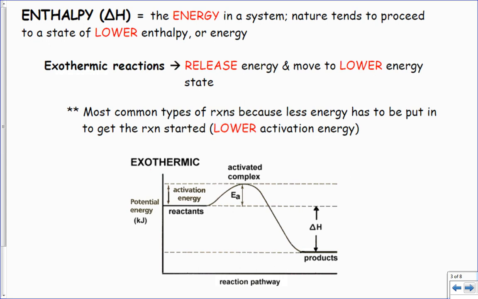Exothermic, again, releases energy to move to a lower energy state, okay? The most common types of reactions, because less energy is what we want to get to with that lower activation energy. Specifically, the difference here between the reactants and the products is our delta H. This is how much heat was given off. I started up here at reactants. When the reaction was done, I had products, and I had this much energy. How much was given off? That delta H.